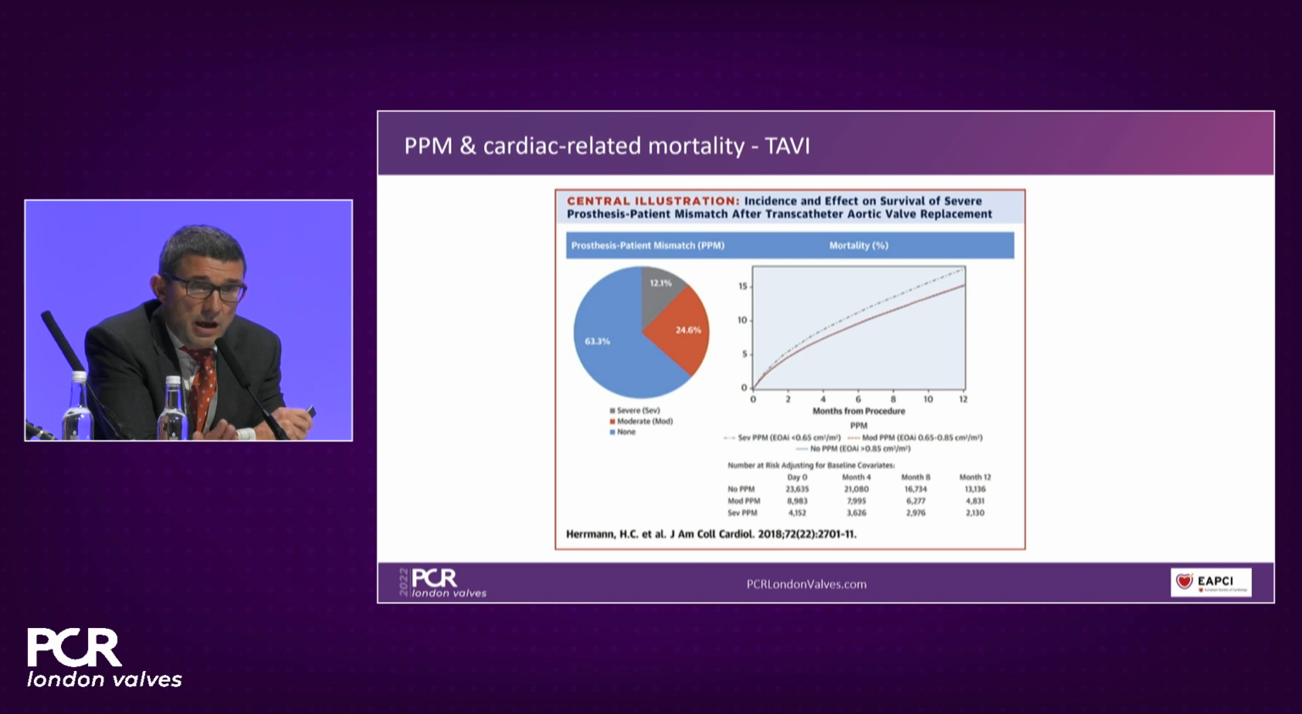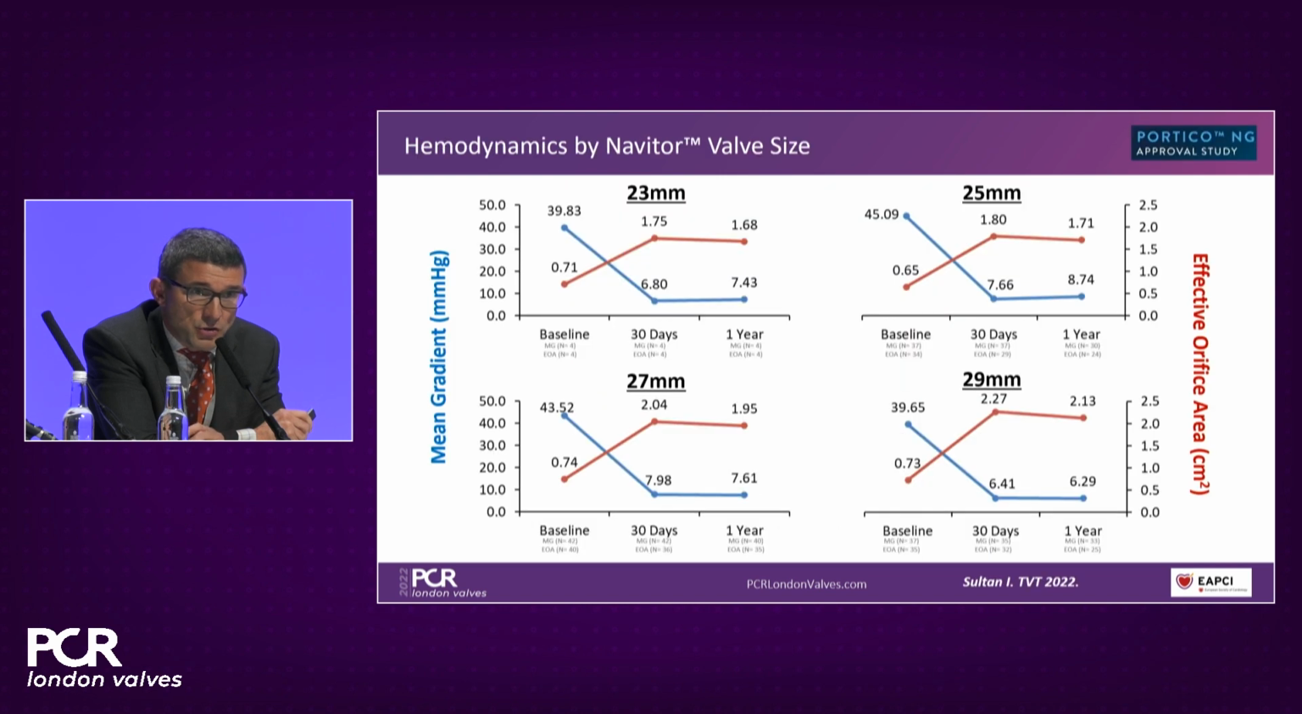And we can see here a high instance of severe patient prosthesis mismatch, this time in the gray portion of the pie chart. And already at 12 months, this is associated with, wait for it, mortality. So clearly we have a need to avoid severe patient prosthesis mismatch. This is data I presented yesterday.